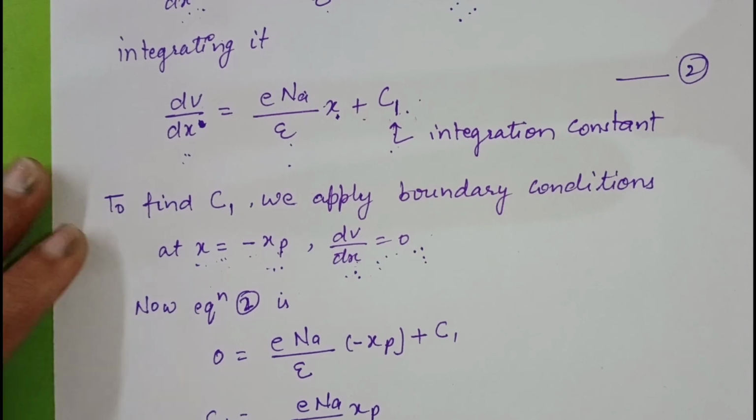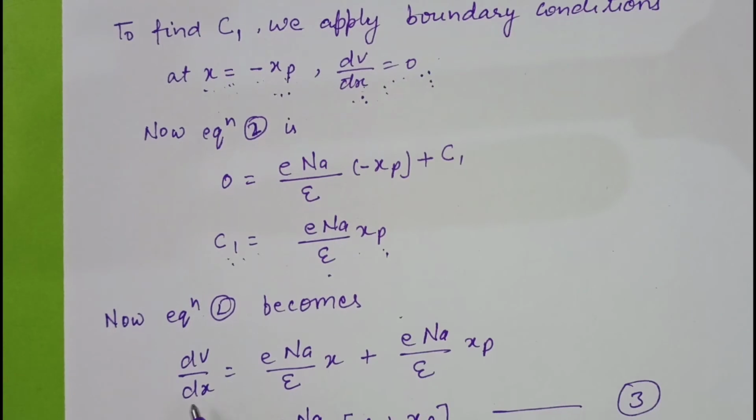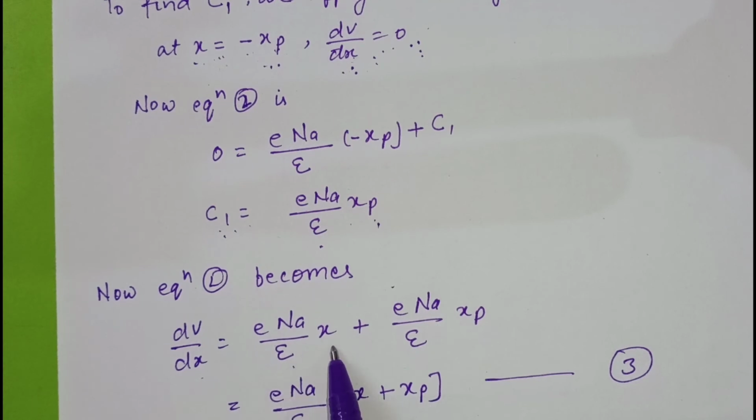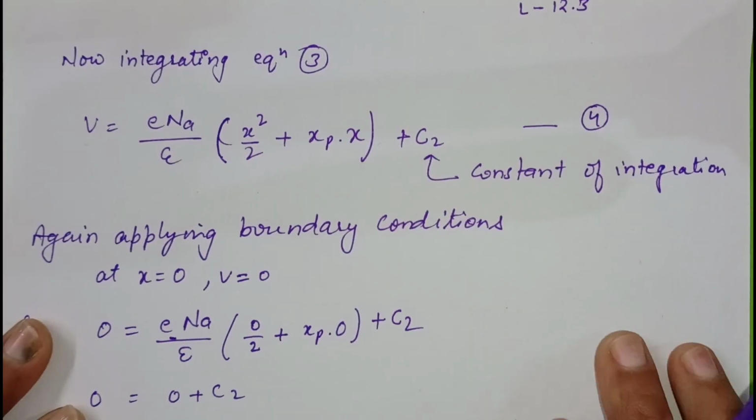Now again we will put the value of C1 in equation 2. The equation becomes dV upon dx equals e Na upon epsilon x plus e Na upon epsilon xp. We will take e Na upon epsilon common, and in brackets x plus xp. Mark this equation as 3.